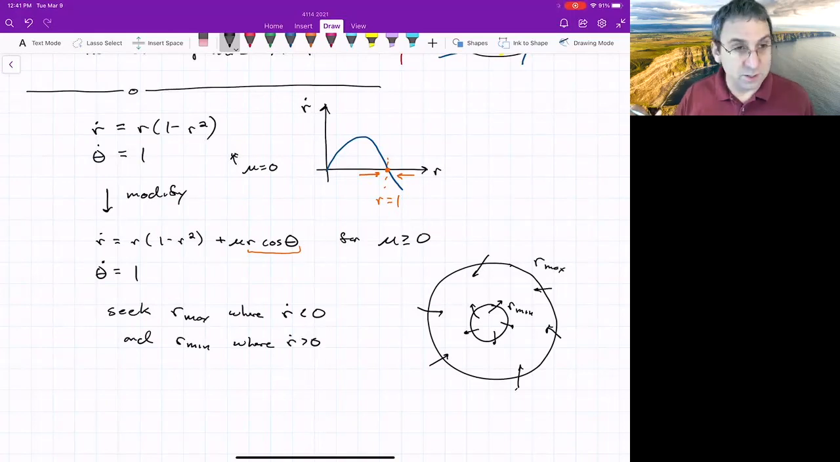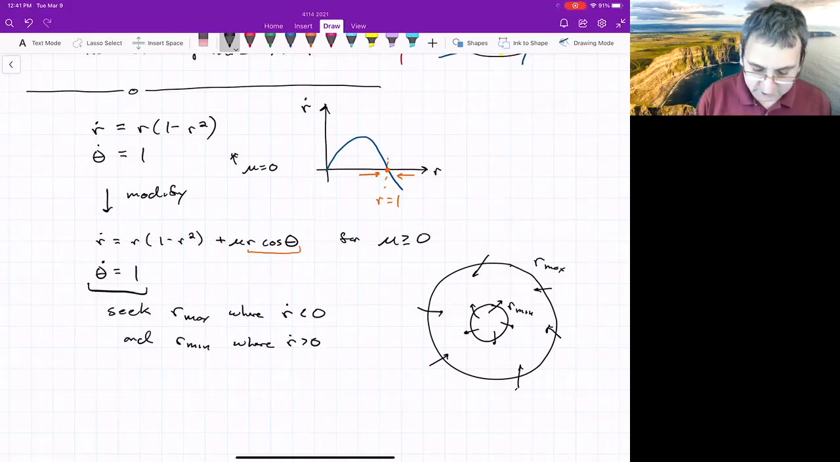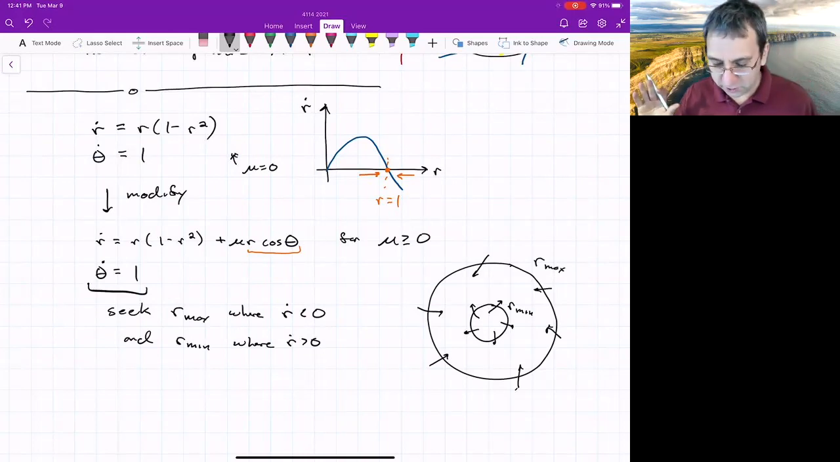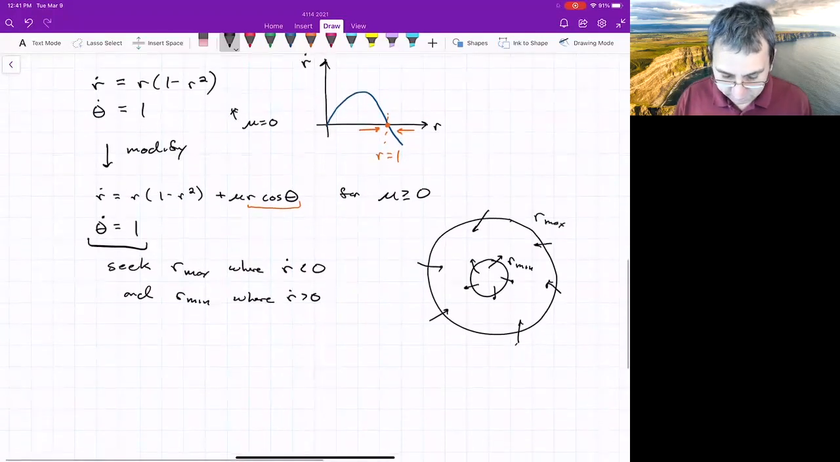And there's no fixed points because theta dot equals 1. So everything is moving in a counterclockwise direction overall. So there's already no fixed points. So as long as we can find this R max and R min, then we're good to go. So let's look at that and see if we can set that up.